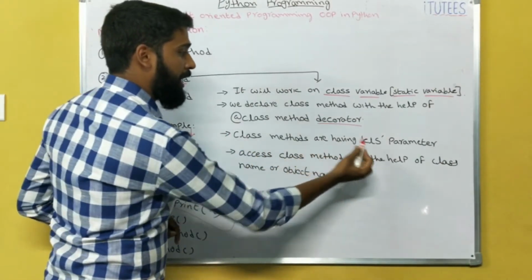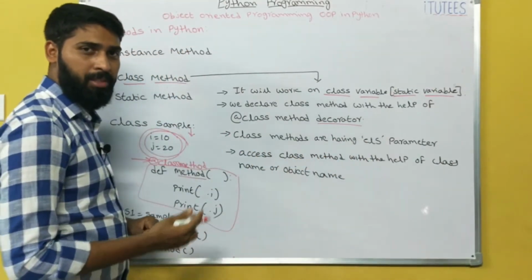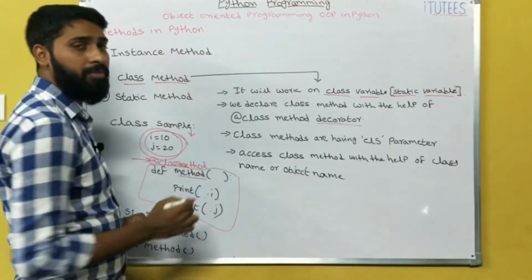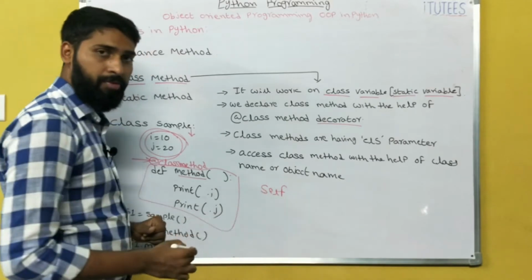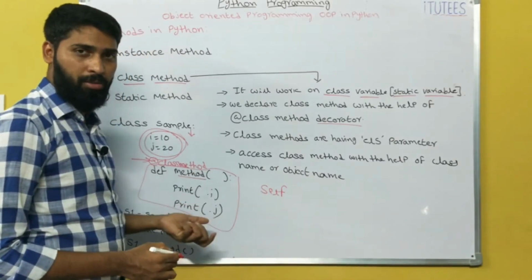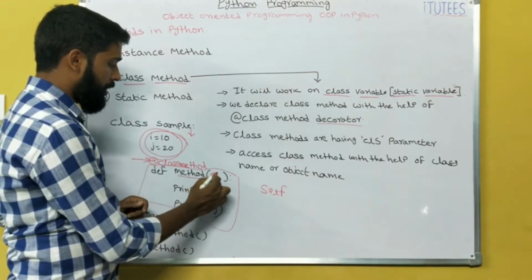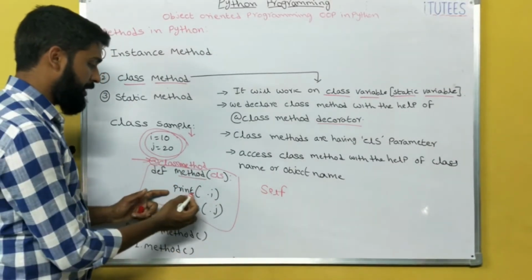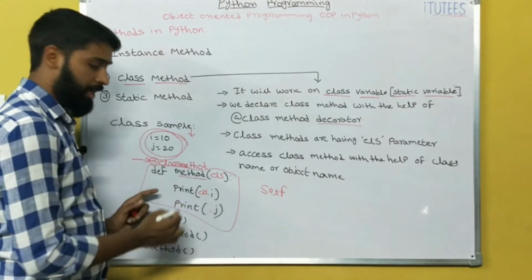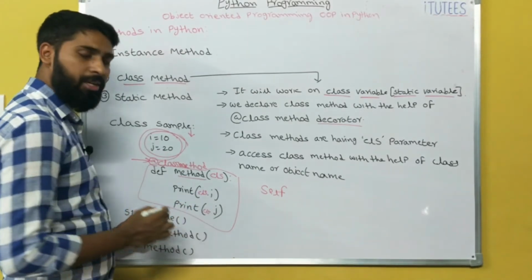Third point, class methods have a class parameter. The instance method has the self parameter, which refers to the current object. Here the argument is cls, which represents the current class. So print cls.i, print cls.j.